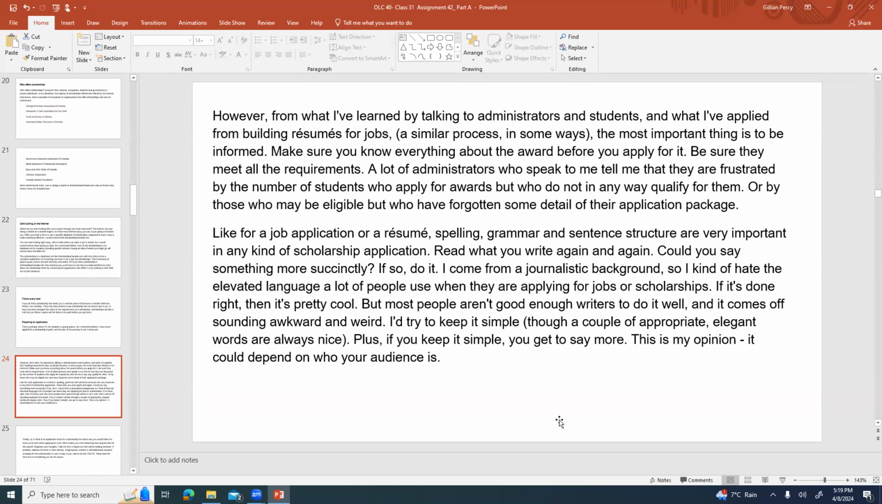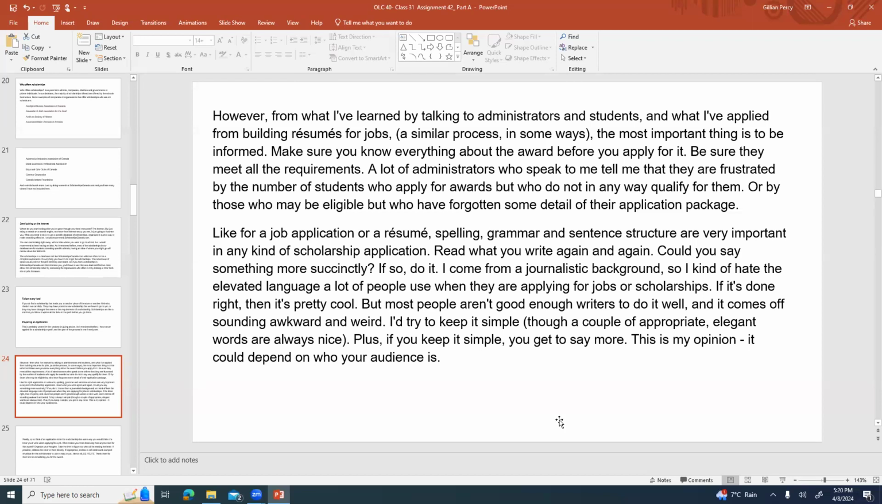Be sure they or you meet all the requirements. A lot of administrators who speak to me tell me that they are frustrated by the number of students who apply for awards but who do not in any way qualify for them, or by those who may be eligible but who have forgotten some detail of their application package. So in other words, if we were looking at the Aboriginal Nurses Association of Canada, they're probably offering an award to somebody who's going into nursing and someone who's Aboriginal. If you're not going into nursing or you weren't Aboriginal, there wouldn't be any point in applying because you're not meeting the basic criteria. So always check what the basic criteria are so that you know you meet them.